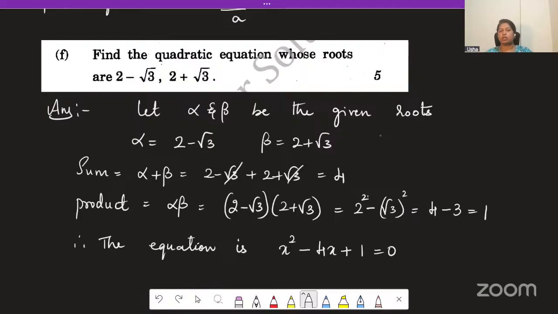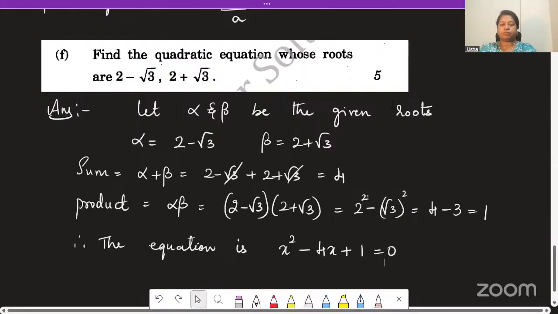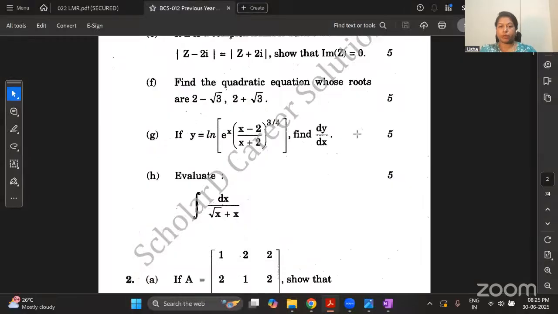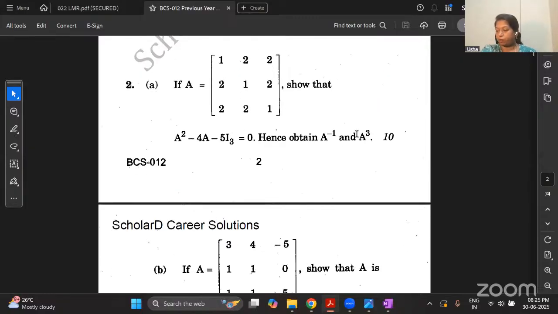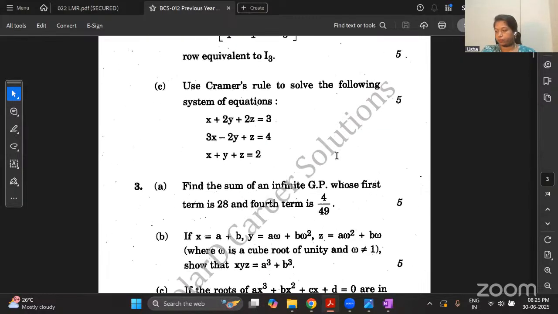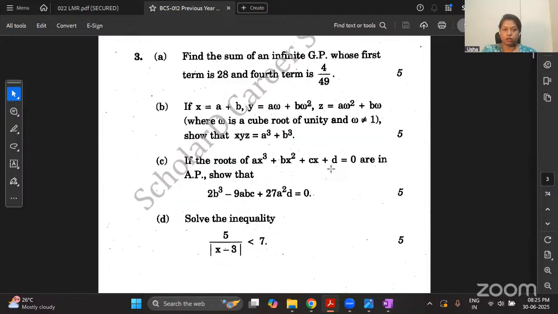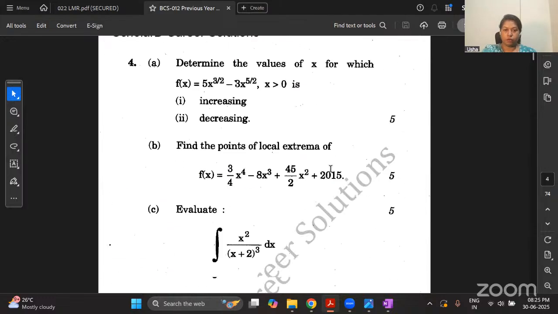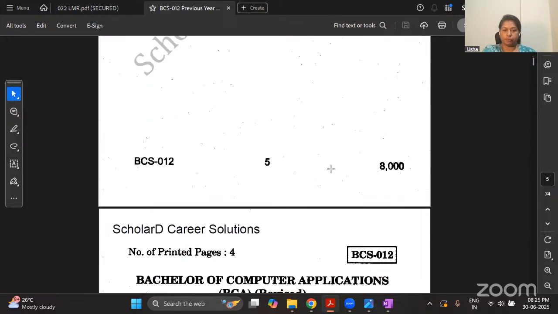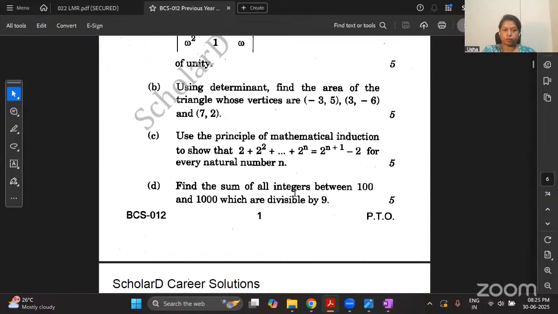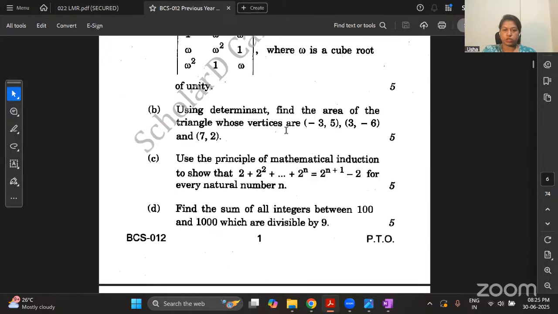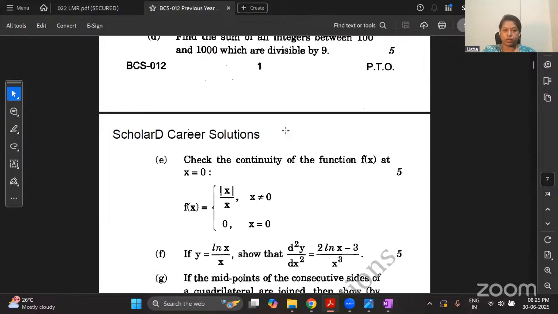See, this solution is quite simple, whereas some of the problems will be lengthy. Any questions from the problem that we just solved? I'll take two more questions on quadratic and then we'll solve cubic equations.